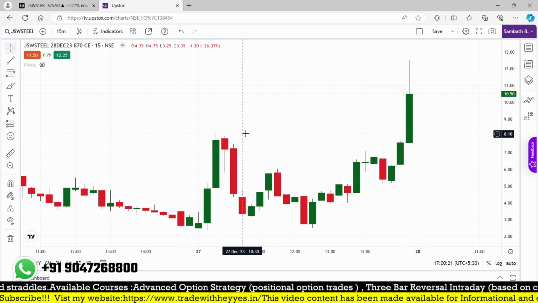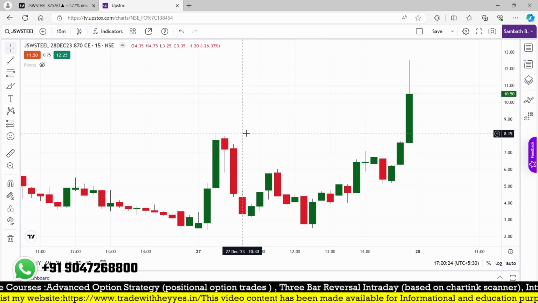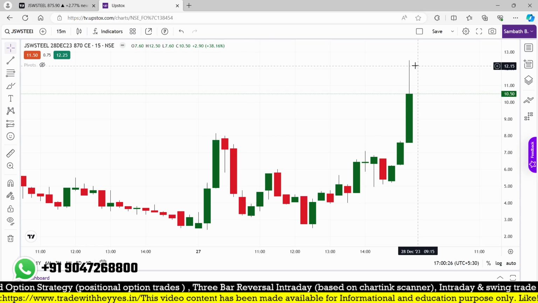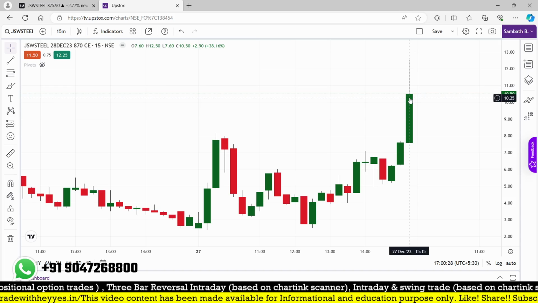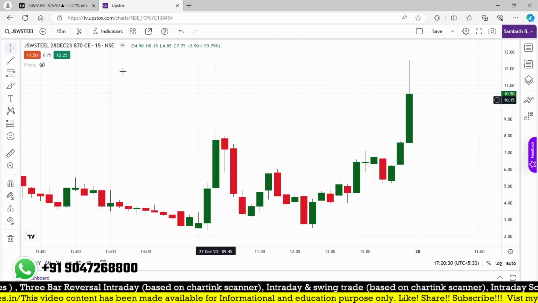Here you can see the high is not broken, arrive 8.1, and once it breaks, it immediately moves towards 12, it closed by 10. But it is not a good time for an intraday.